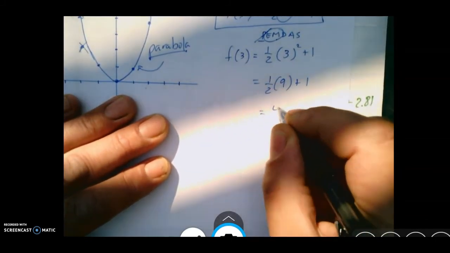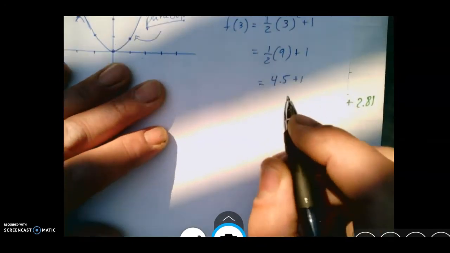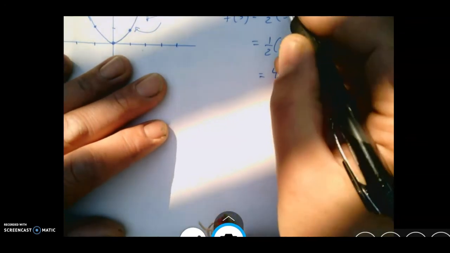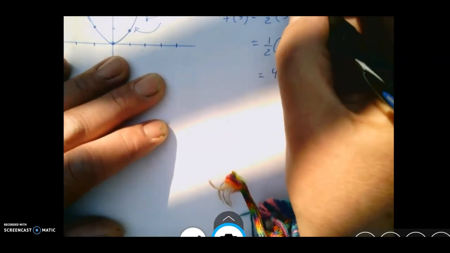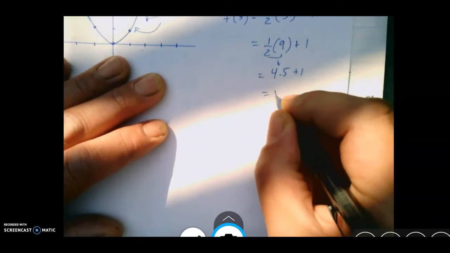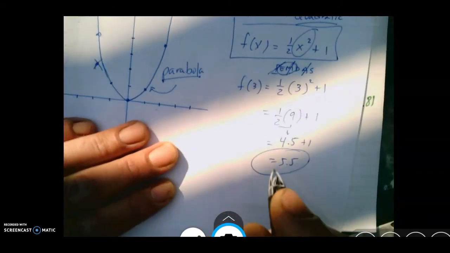Then it's 1/2 times 9, which is 4.5, plus 1. And again, you don't do addition first because you always multiply way before you get to addition. So that's why you multiply here, and then you get 5.5. It's good to have a calculator for this.